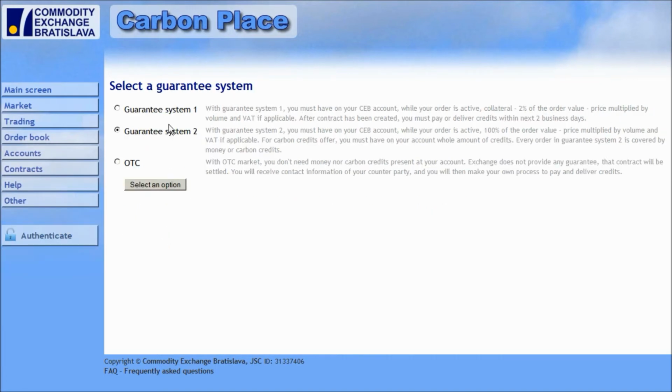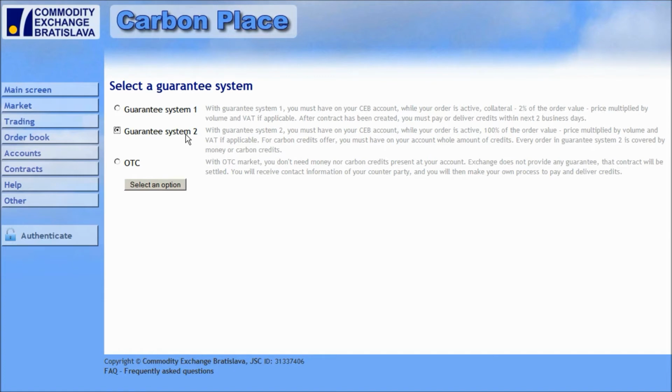Now we have to select Guarantee System. Guarantee System 2 is mostly used for trading allowances. Every order must be fully covered by the amount of credits or money currently available on the account. This brings 100% security, and the delivery and payment is done right in the moment of the contract creation.